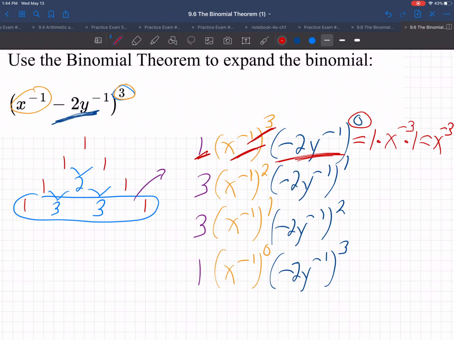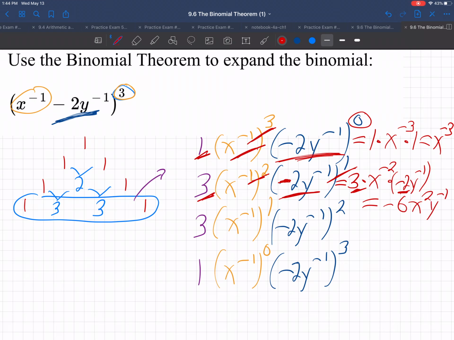Second term, 3 times, these powers multiply. Negative 1 times 2 is negative 2. Now right here, negative 2, that's a negative right there. Negative 2y to the minus 1 to the 1, so that's just negative 2y to the minus 1. So if we multiply that together, we're going to get negative 2 times 3, that's negative 6 x squared, y to the minus 1. So here's the first term, here's the second term.